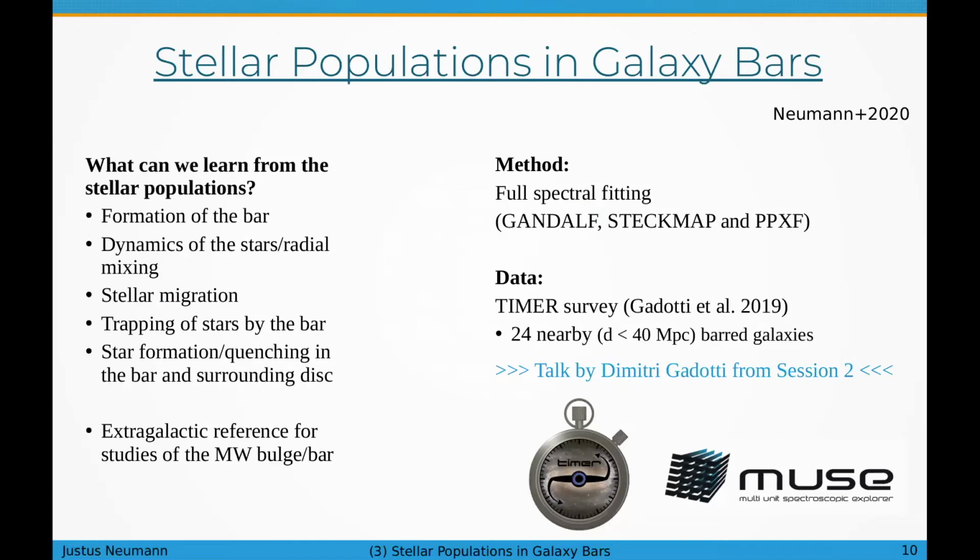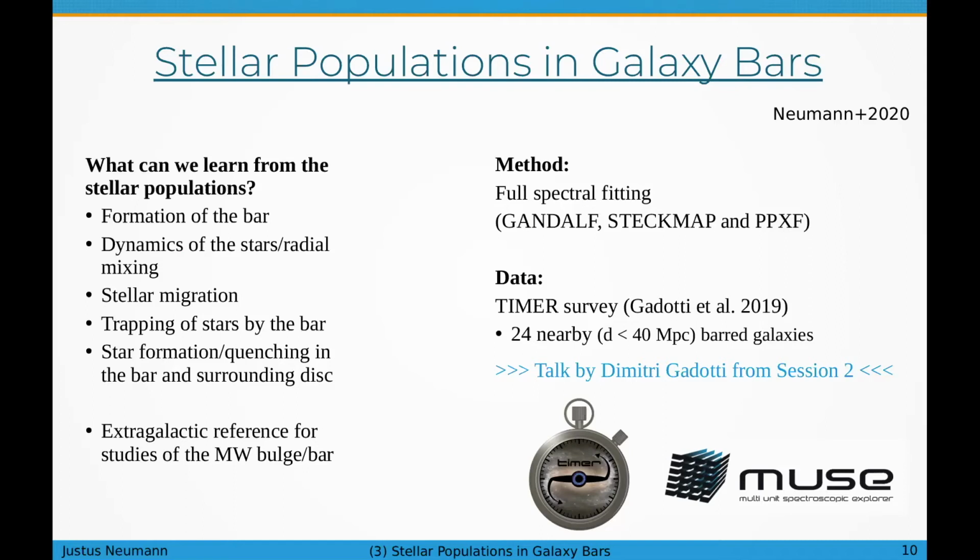There are fossil records, so we can learn about the evolution, in this case of bars, about the formation of the bar or dynamics of stars, radial mixing, stellar migration, trapping of the stars by the bar, and star formation quenching in the bar and surrounding disk. By doing this study, we also built an excellent extragalactic reference data set for studies of the Milky Way bulge or bar. Again, we use full spectral fitting, with a different code in this case. And the data is from the TIMER survey.